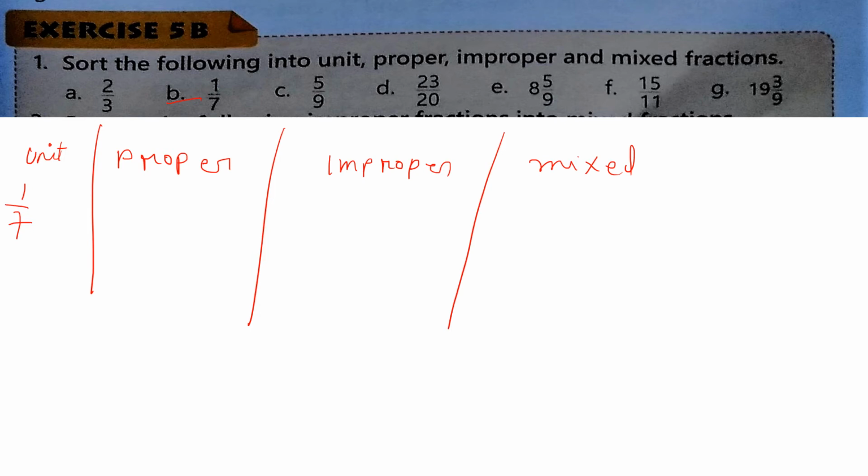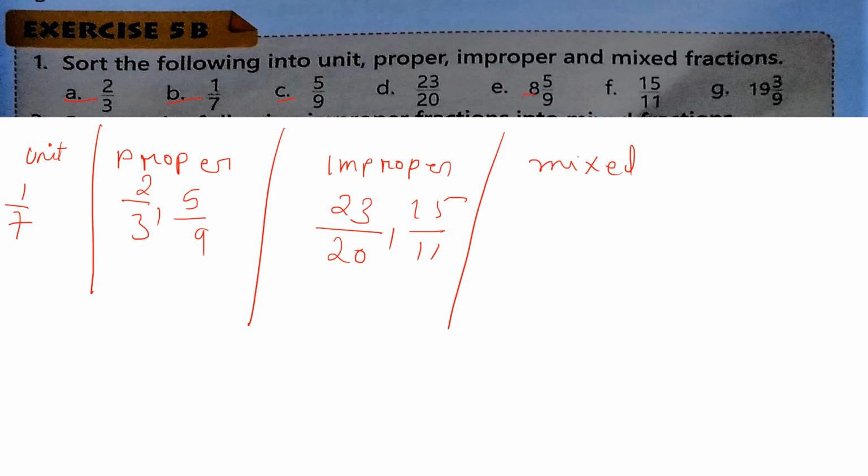Proper fraction means the numerator is smaller than the denominator. So 2 by 3, then 5 by 9, then no more. Now improper fraction means the numerator is greater than the denominator. So 23 by 20, then 15 by 11. Now no more.